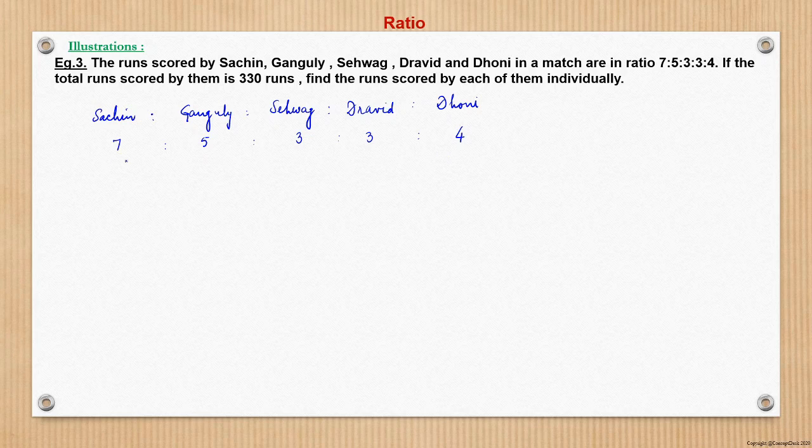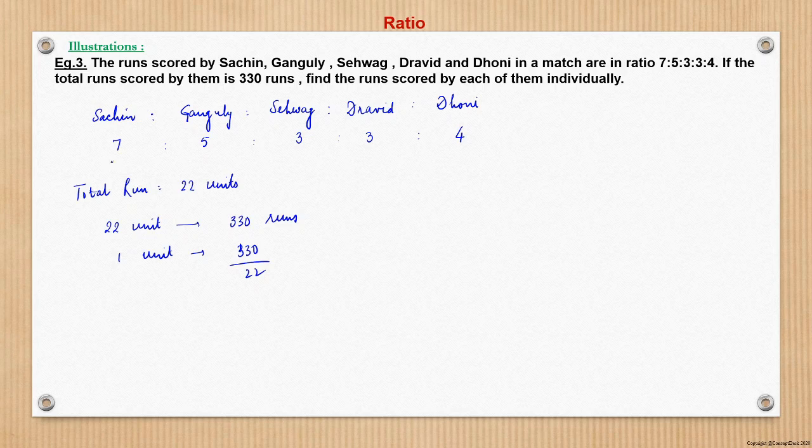So what is the total runs scored by these 5 batsmen? That is 7 plus 5, 12, 3, 15, 3, 18, 4, 22 units. Right, 22 units. So 22 units represent how many runs? 330 runs. So 1 unit will represent 330 by 22. This is very basic, it need not be written. Mentally, we can calculate: 22 units, 330 runs, 1 unit, 15 runs.